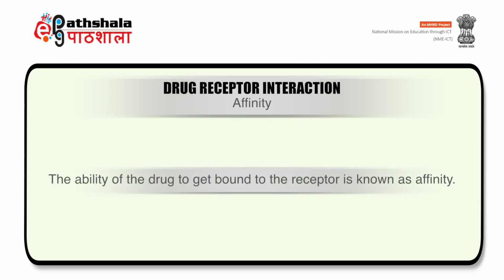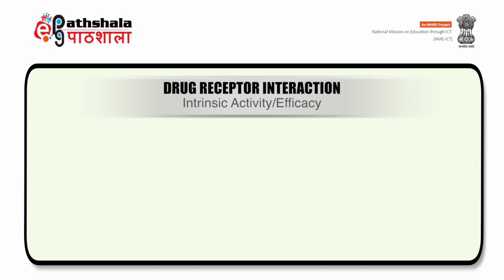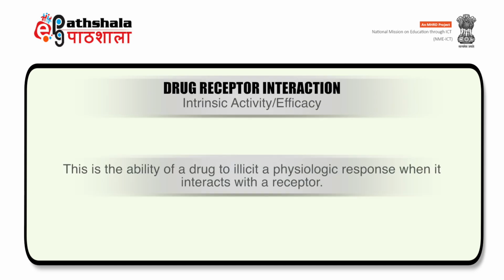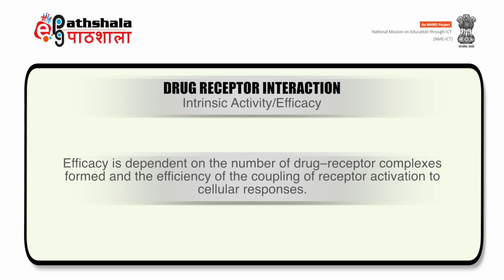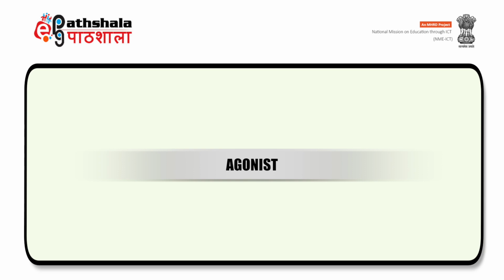Affinity is the ability of the drug to get bound to the receptor. Now what is intrinsic activity or efficacy? Intrinsic activity is also called efficacy. This is the ability of a drug to elicit a physiological response when it interacts with a receptor. Efficacy is dependent on the number of drug receptor complexes formed and the efficiency of the coupling of receptor activation to cellular responses. Here a term comes: agonist.